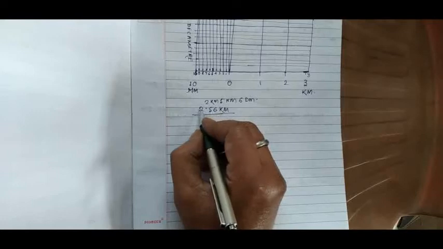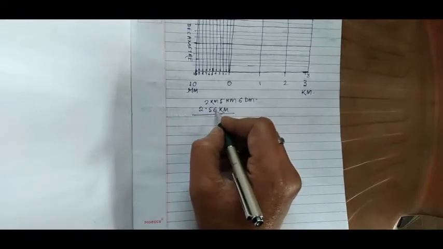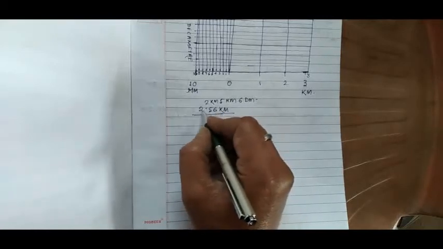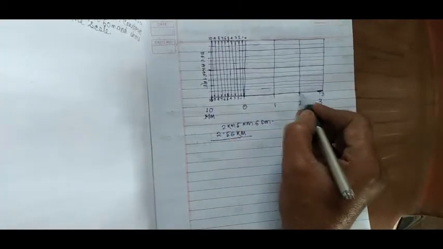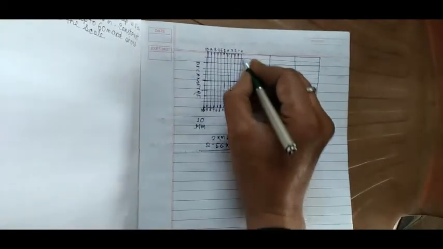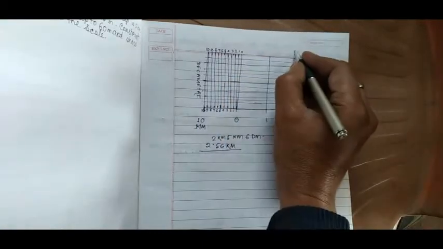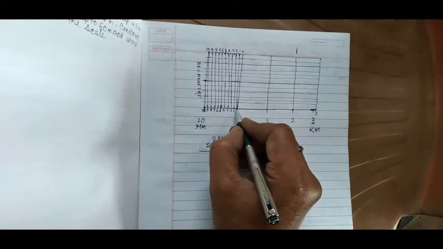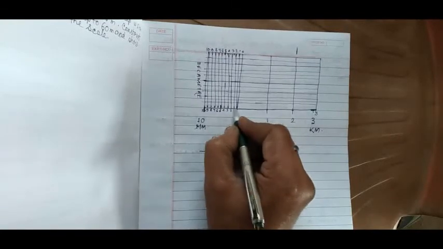2.56 kilometer means 2 kilometer, 5 hectometer, and the second decimal is decameter. So 2 kilometer 5 hectometer and 6 decameter we have to measure. How can we measure? With the help of these 3 digits. From here to here means 2 kilometer. Then 5 hectometer means 1, 2, 3, 4, 5. This distance from here to here is 5 hectometer.